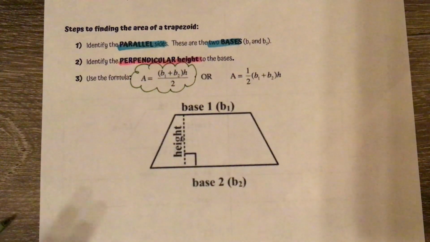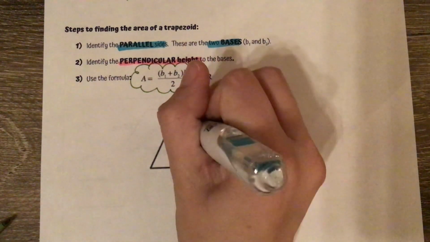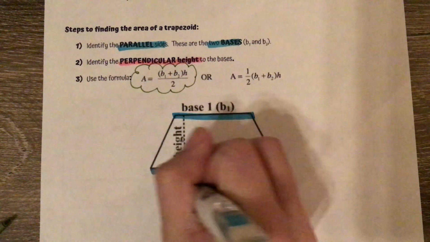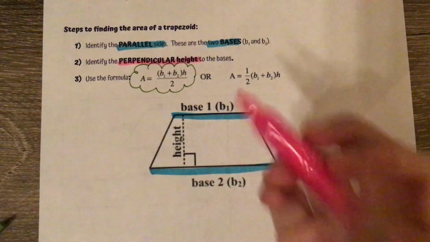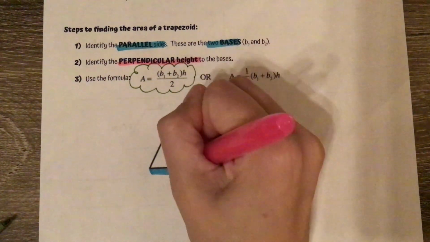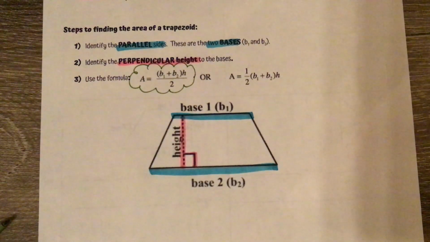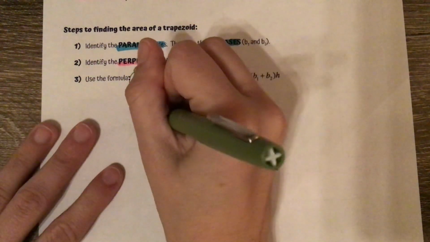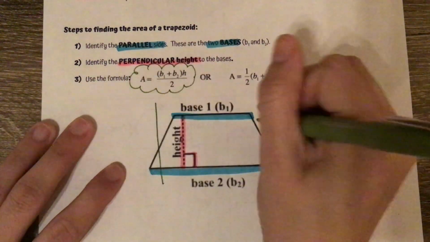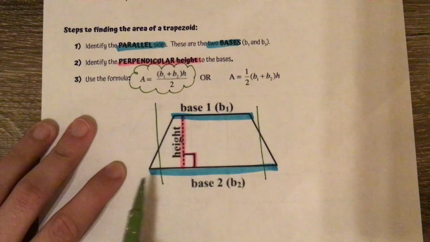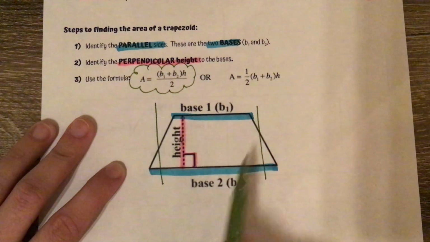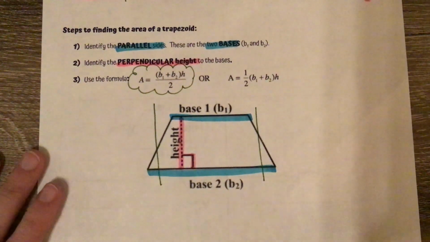So when we're talking about that, we have our base 1 and our base 2. We use both of those, and we have our perpendicular height. The reason that we use both bases is we're going to kind of find the average of the two. We're going to find kind of those middle marks. This one's too short, this one's too long, so we're going to find what's the middle length of those two.